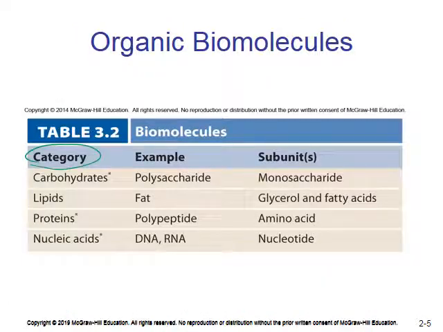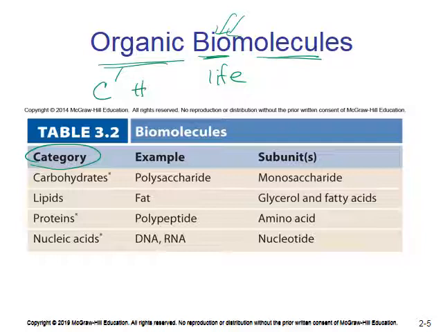Here are the categories of organic biomolecules. So bio, life, right? So these are the carbon and hydrogen containing molecules that are necessary for life. So we have carbohydrates, we have lipids, we have proteins, we have nucleic acids.